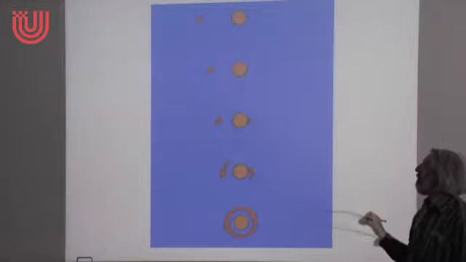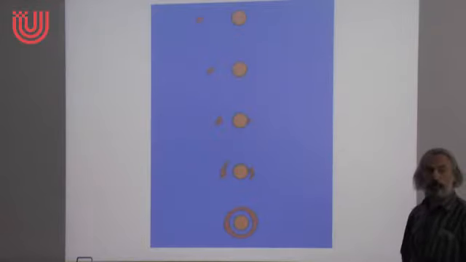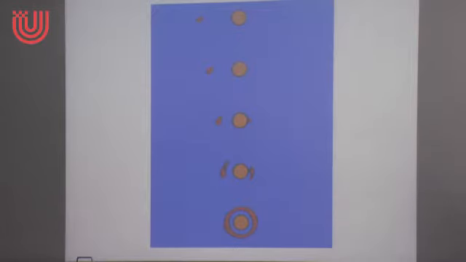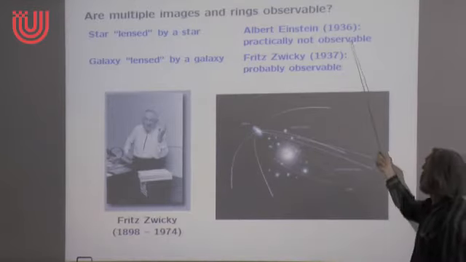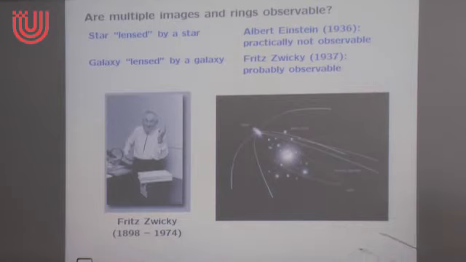So the question is, is there maybe any other kind of source for which we can see lensing really in the sky? And this was for many, many years an open question. Einstein wrote one paper on this subject, which was highly pessimistic. He wrote a paper in the mid-30s, where he came to the conclusion that observation of such multiple images or of such rings is practically impossible.